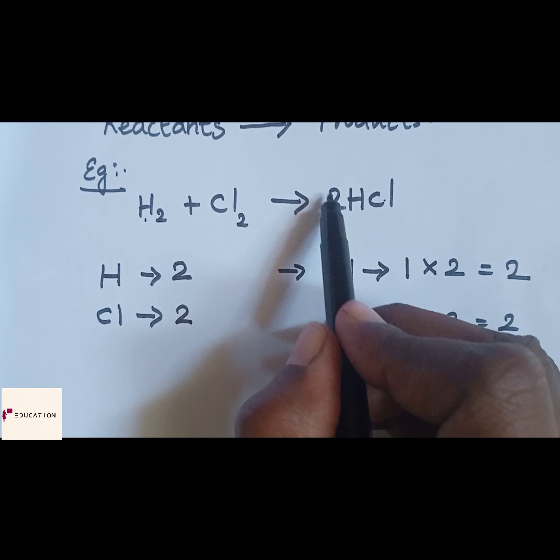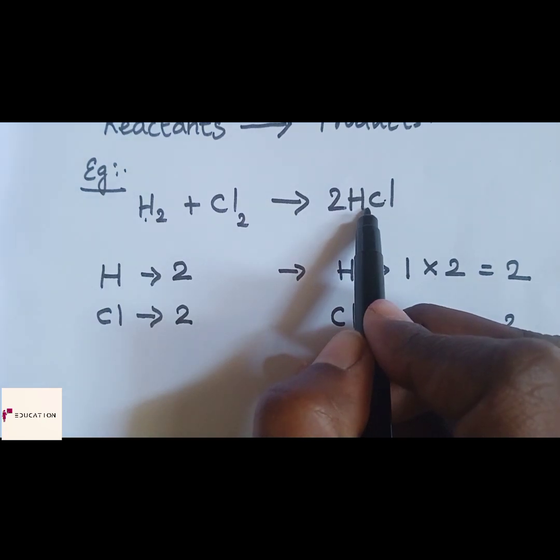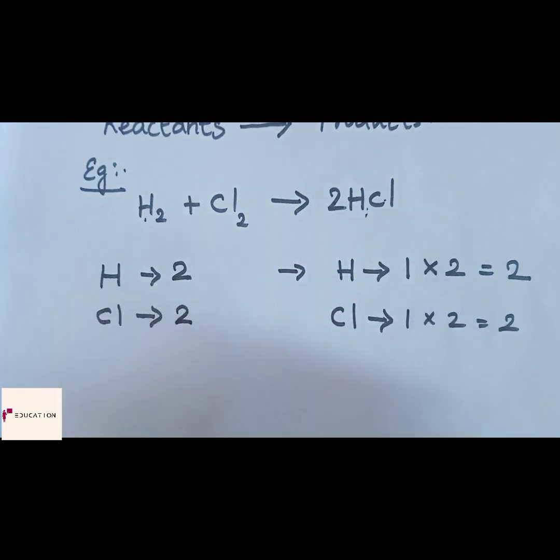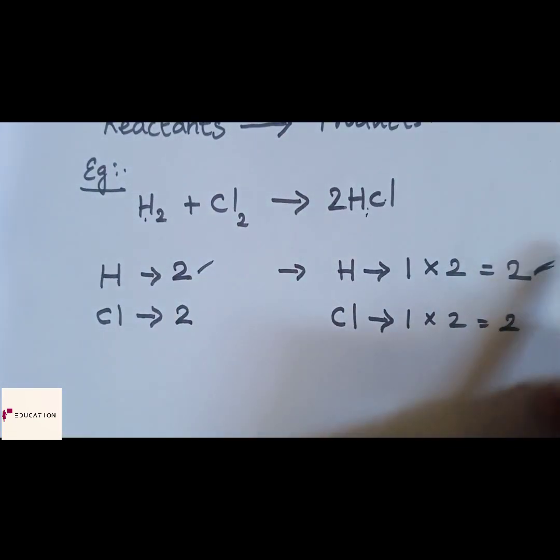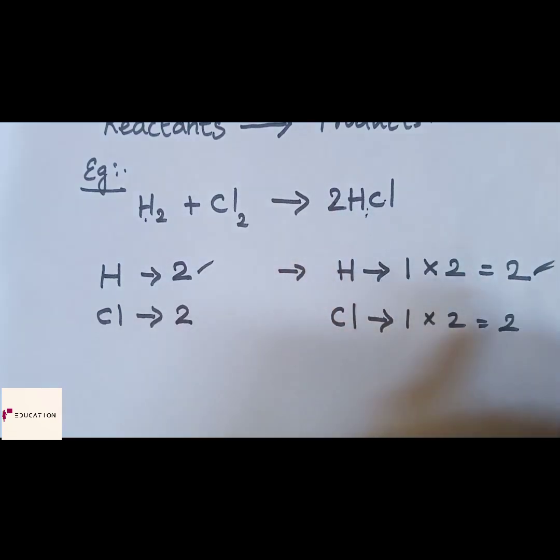Okay, so here you have to write the coefficient as 2. So when you multiply this, here 1 is there, 2 into 1, 2. So hydrogen 2, now it is balanced. So look at the left side and right side, and the next chlorine atom, here 1, 2 into 1, 2 chlorine atoms and 2 chlorine atoms. Now the equation is balanced.